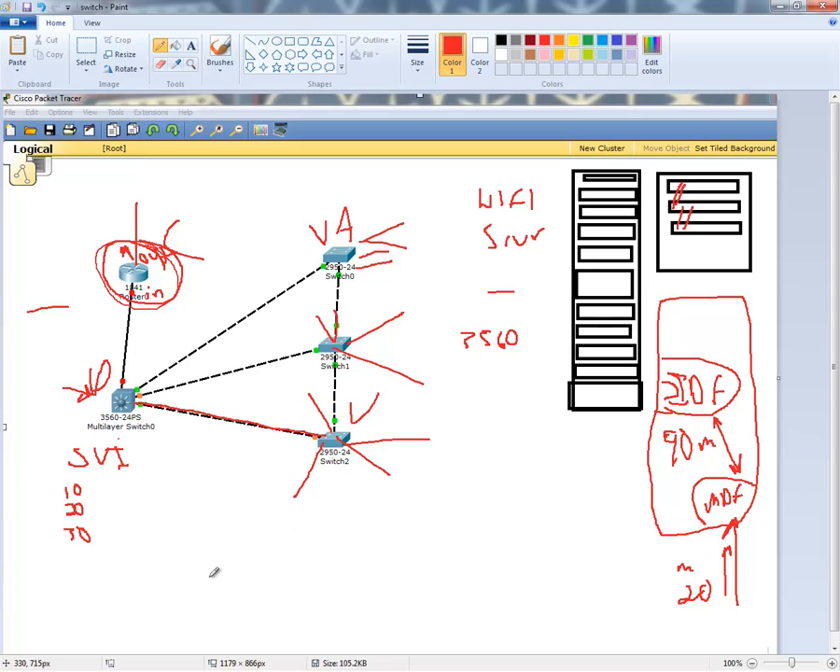So there's a thing called plenum-rated cable. If you don't know what that means, it is very simple. It is non-toxic, meaning that if it starts to burn, it doesn't put off toxic fumes into the air. So if the building catches fire, or it's near HVAC, you won't have to worry about it catching fire.